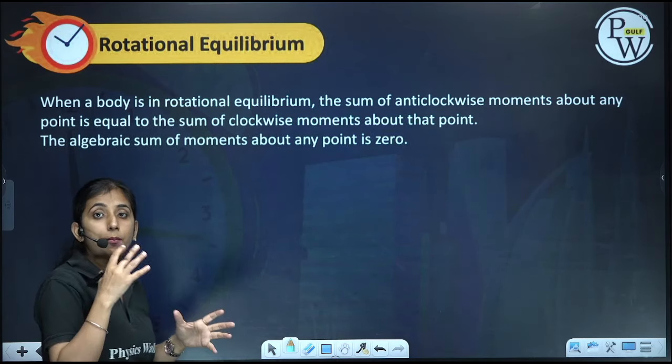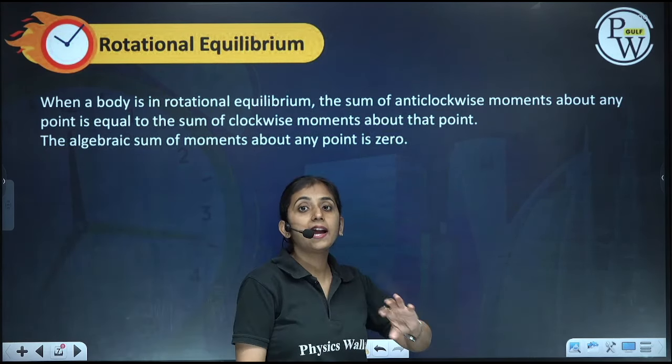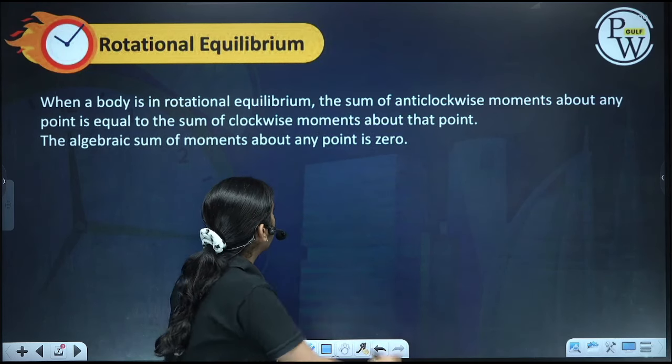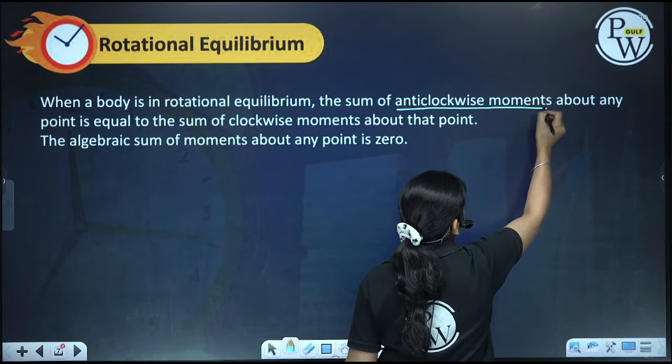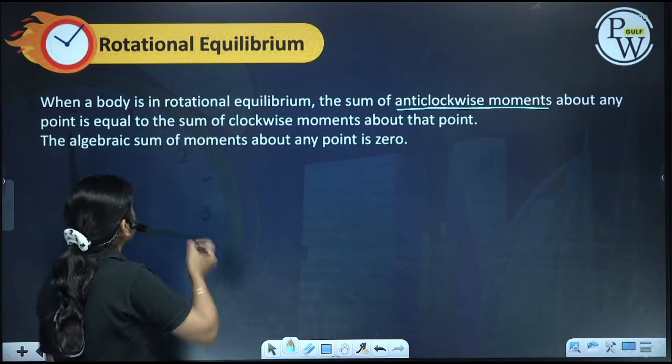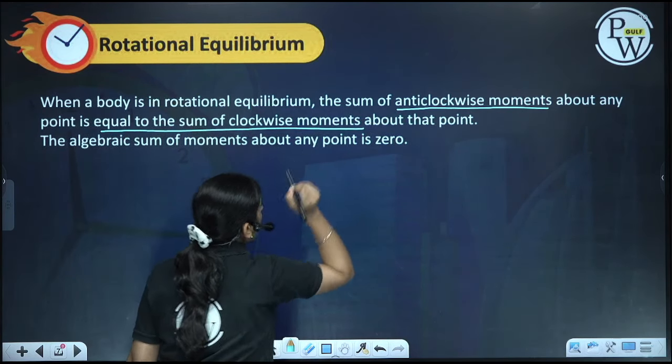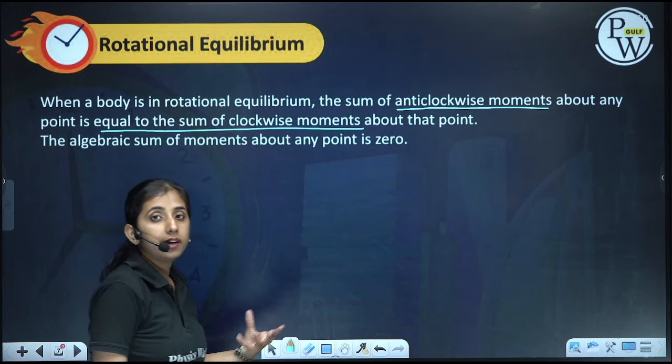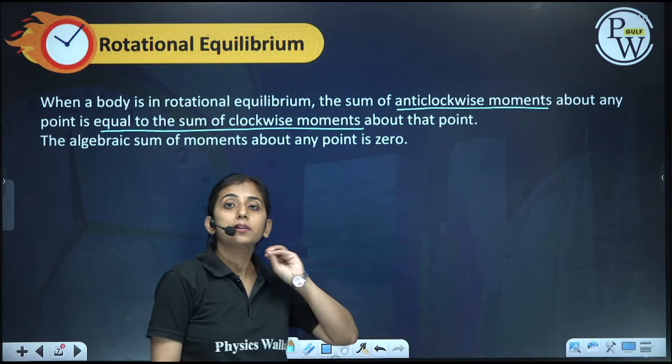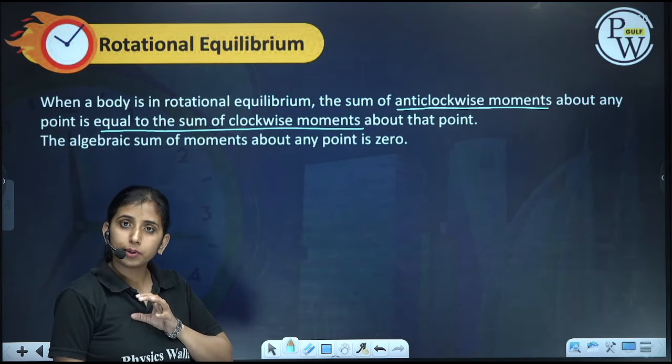So when the sum of anti-clockwise moments about any point is equal to the sum of clockwise moments about that point, then we can say that the body is in rotational equilibrium at that point.